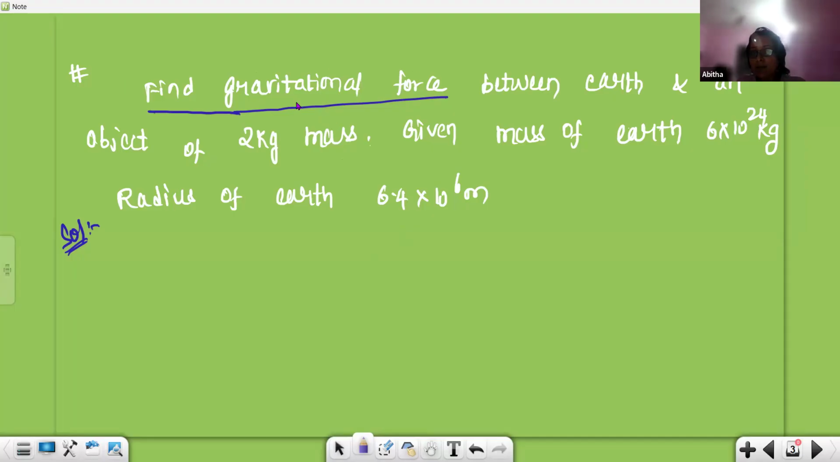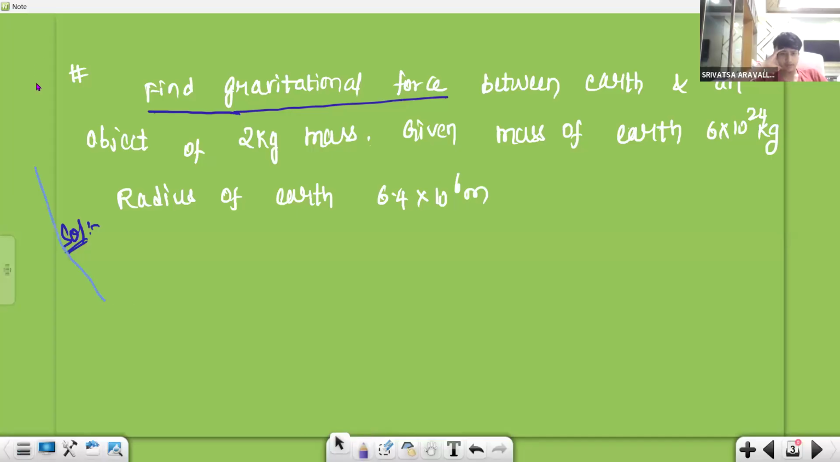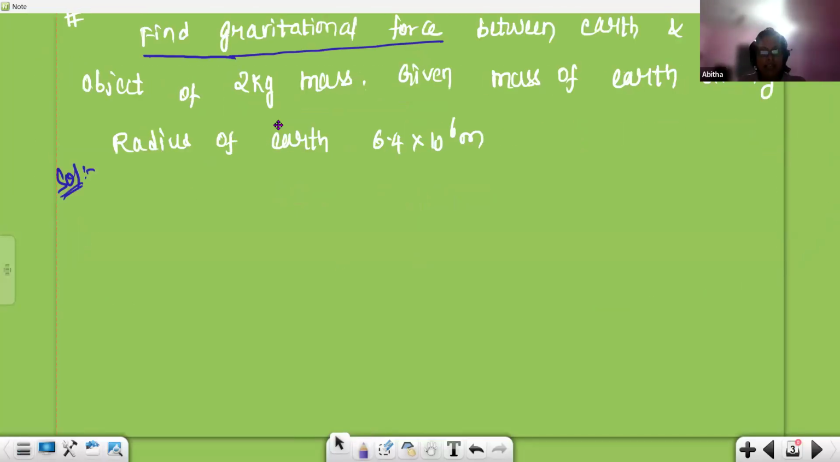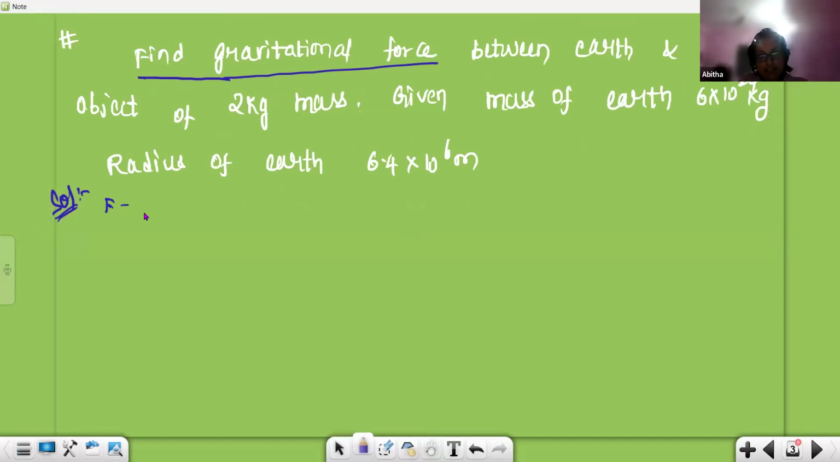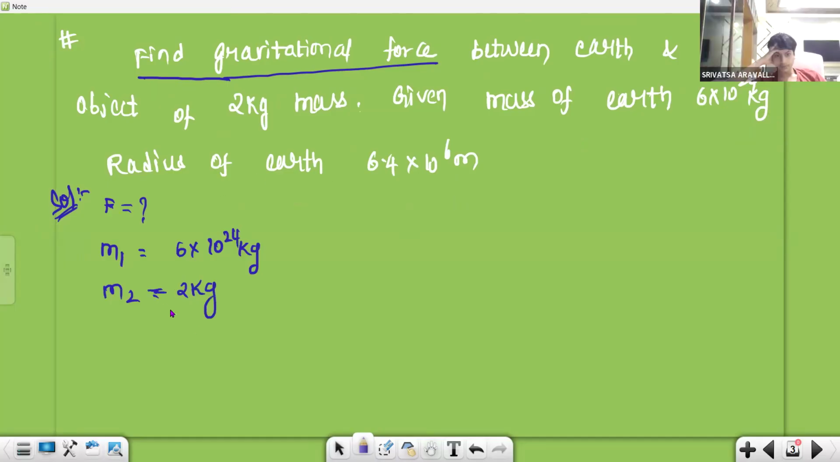Gravitational force is indicated by which symbol? Gravitational force is indicated by symbol F. Very good. It means we have to find F. F is the question mark. Masses of two things are given, Earth and the other object. So we can consider the mass of Earth as M1, 6 into 10 power 24 kg, and another mass as 2 kg, M2. Understand?